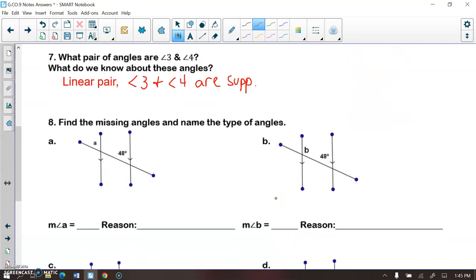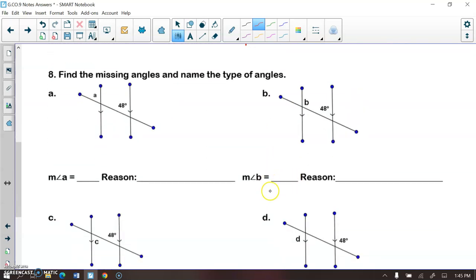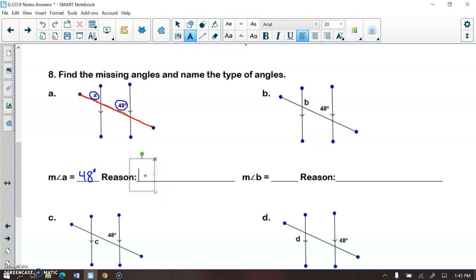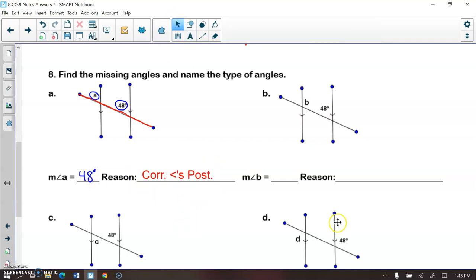All right. Number 8 says to find the missing angles and name the type of angles. So this is my transversal. I have parallel lines, and angle A is above one of those parallel lines, or I guess to the left, and 48 degrees is to the left of one of those parallel lines. So angle A would also be 48 degrees because these are corresponding angles. By the corresponding angles postulate, measure of angle A would be 48.